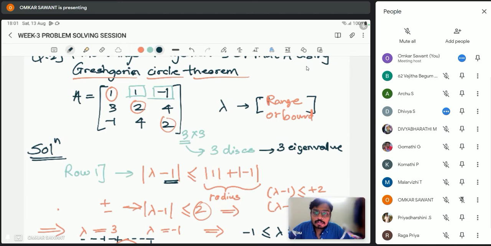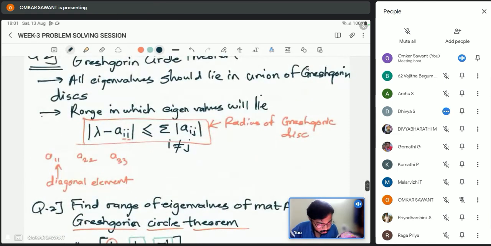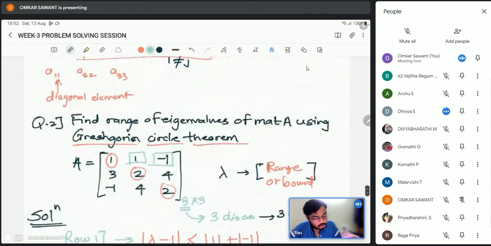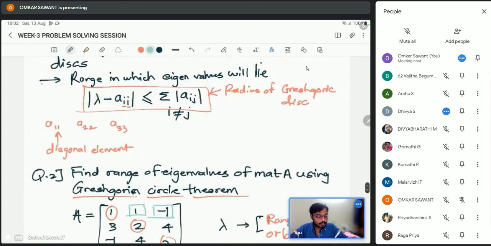Lambda minus 1, we add some. Lambda minus 1, then what do you have? This is according to the theorem, okay? Mod of lambda minus 1 should be less than or equal to the sum of the modulus of the off diagonal elements. Okay, this I have written. This is the theorem. This gives you the bounds in which your eigenvalues will lie.